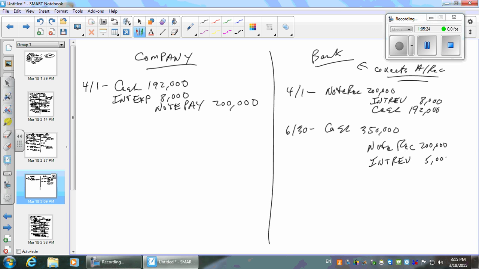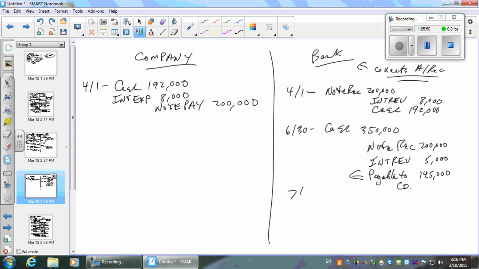And then what would be the rest, the other 145,000? And we're assuming that they got that the last day of June. What would this be? Payable to who? To the company, right? I owe the company 145 grand because I collected 145 too much. Make sense?